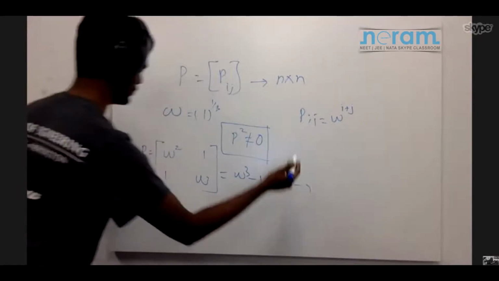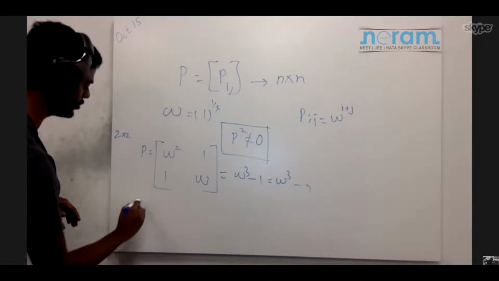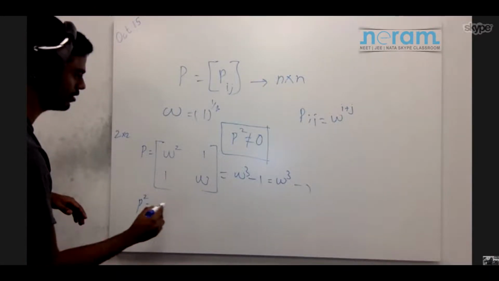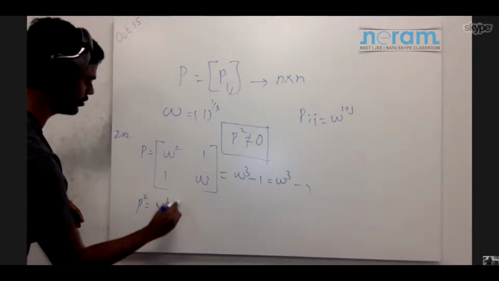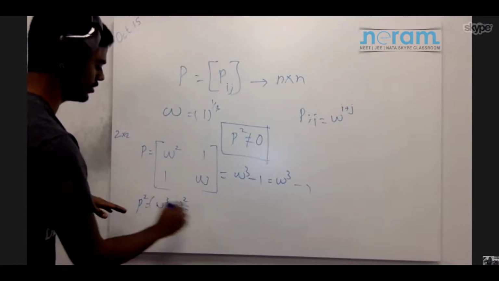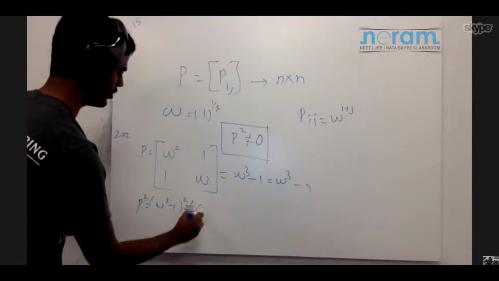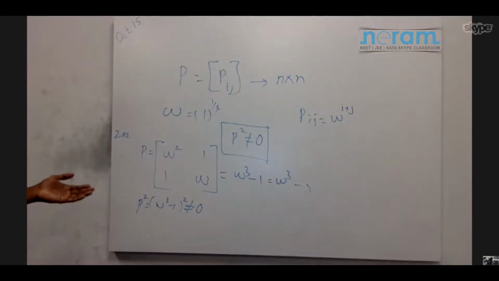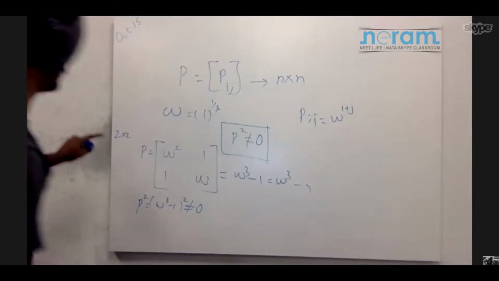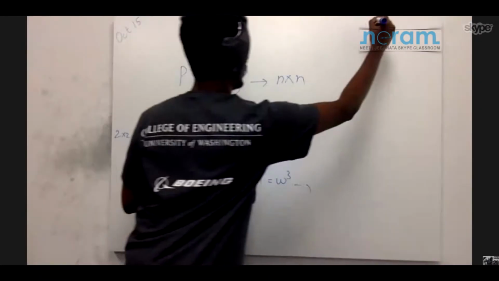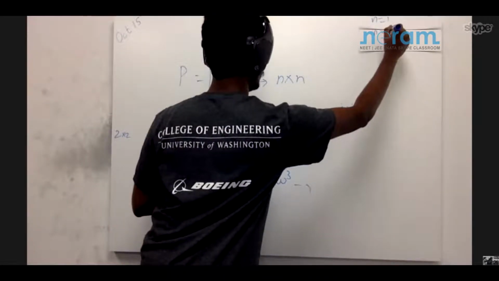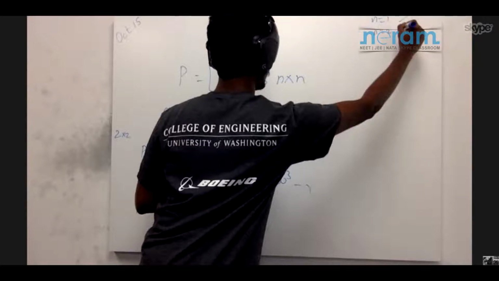Sorry, minus 1, minus 1. And P square oda value is omega cube minus 1 the whole square. This is definitely not going to be equal to 0 la. So we know that for n is equal to 1 it works, n is equal to 2 it works. What about n is equal to 3?